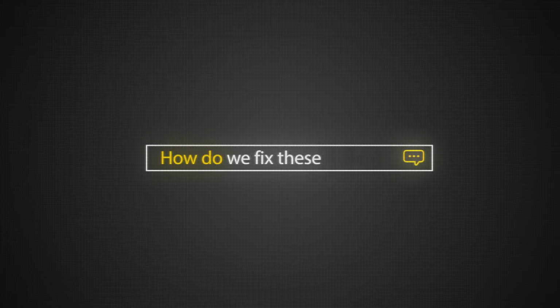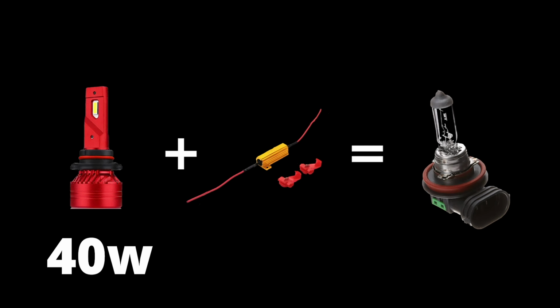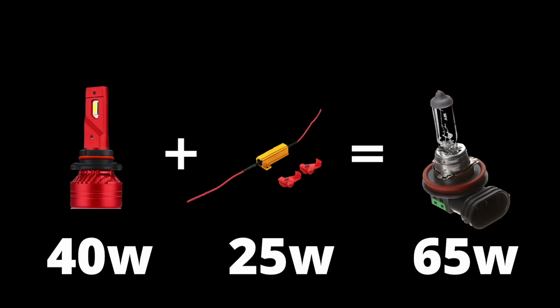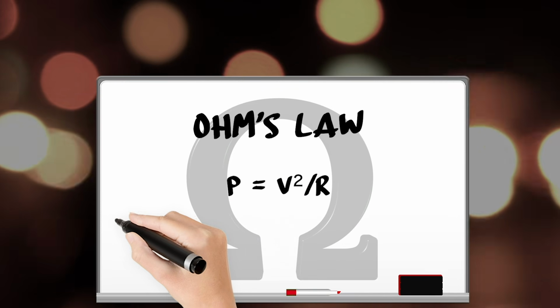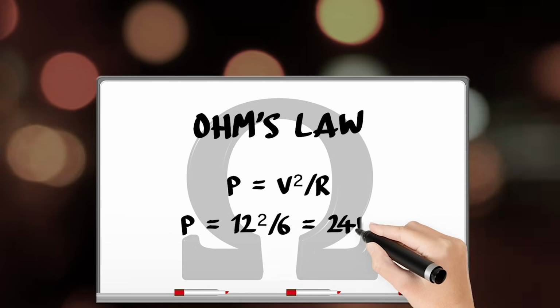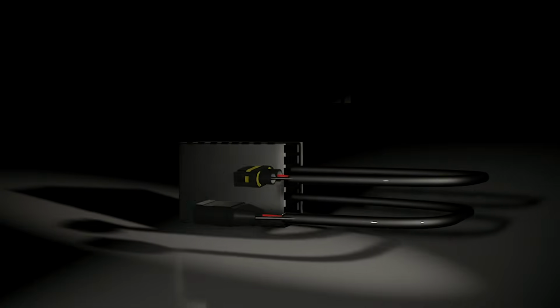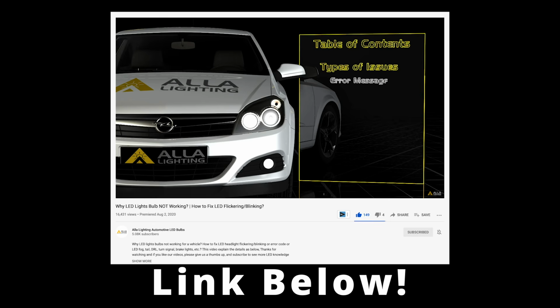How do you fix these malfunction issues? The most common fix is to parallel a load equalizer to help the CAN-bus system understand that the LED headlight bulbs are working correctly. Since the power difference between most LED headlights and a stock incandescent bulb is about 20 watts, according to Ohm's law, a 6 ohm load equalizer is needed for each headlight bulb. If you encounter a minor flicker or the parallel resistor is not practical, a capacitor-based decoder could be another option. For a more detailed fix, please check out our video.